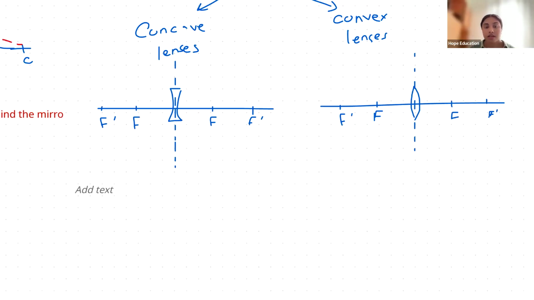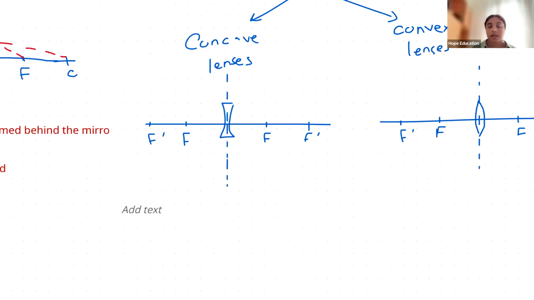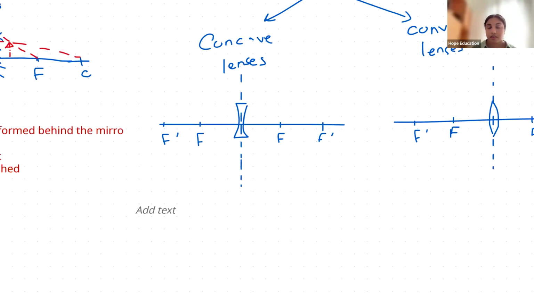Did you learn a lot about concave lenses? Tell me, children. We just learned one ray diagram, no? So for concave lenses, we don't use the focal point, center of curvature, and twice the focal point, because we only learned one ray diagram.